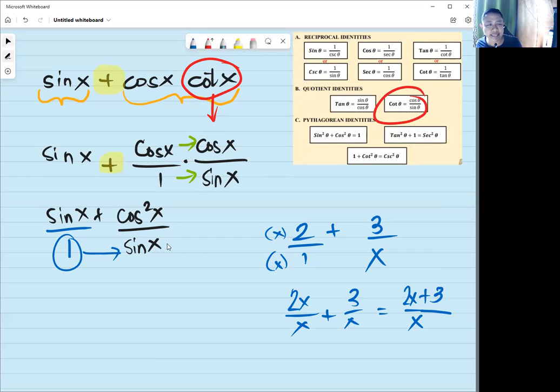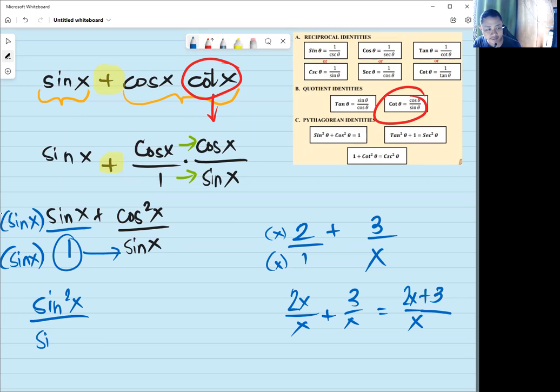Multiply it by sine x. Very good. That's correct. So times sine x here. We do it in the numerator and in the denominator. Can you follow? So therefore, we will have this become sine squared x. Can you follow?